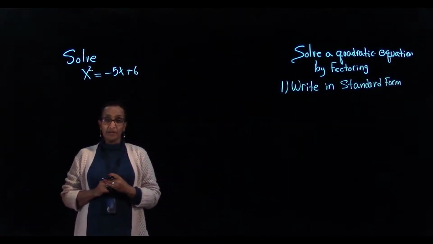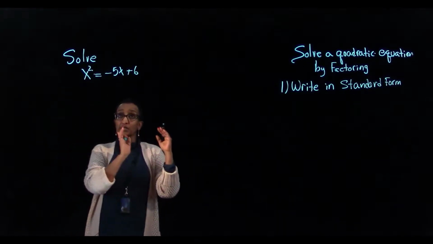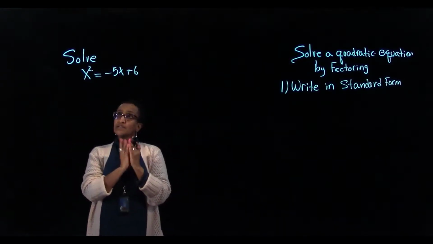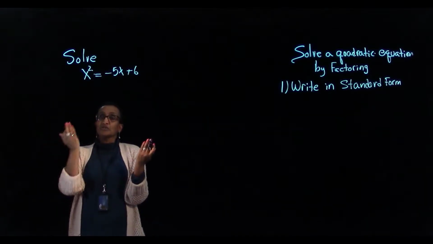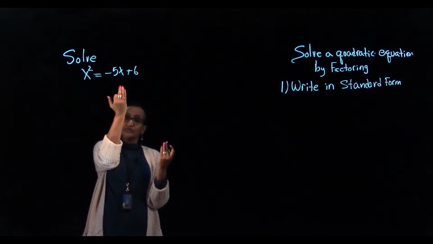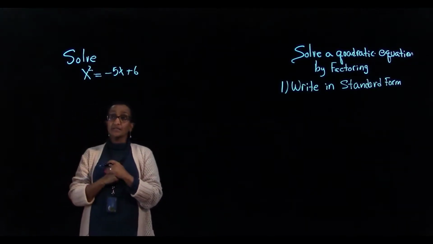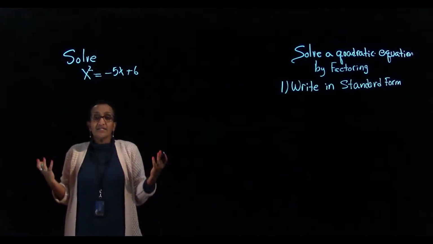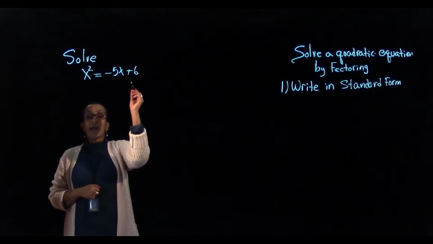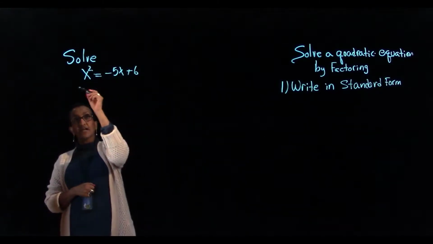And what does that mean? We need to get a 0 on one side and all the terms on the other side. Now let's think about it. What will make sense in this case? To have the 5x and the constant term on the left-hand side, or the x squared on the right-hand side? Actually, it doesn't make any difference. I'm going to take the linear terms to the other side.